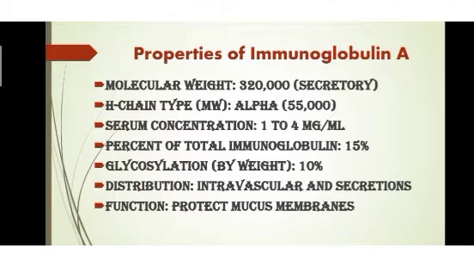And some properties of immunoglobulin A are here. Molecular weight of immunoglobulin A is about 320 kilodalton with secretory immunoglobulin A. H chain type alpha and molecular weight about 55 kilodalton. Serum concentration 1 to 4 mg per ml. Percentage of total immunoglobulin about 15%. Glycosylation by weight 10%. Distribution intravascular and mucosal secretions. And the function is to protect mucous membranes.